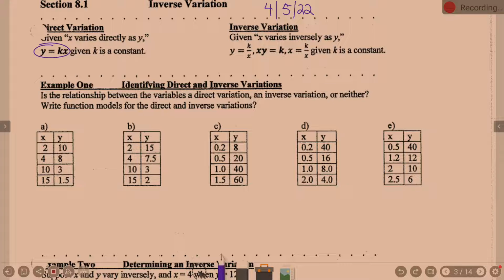And then if you solve that for k and divide the x over, in order to find k, we think about it as being y divided by x. And so those are the two formulas you'll want to be familiar with when we talk about direct variation.